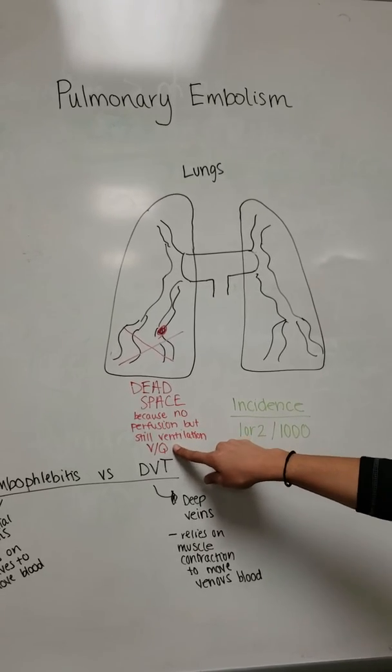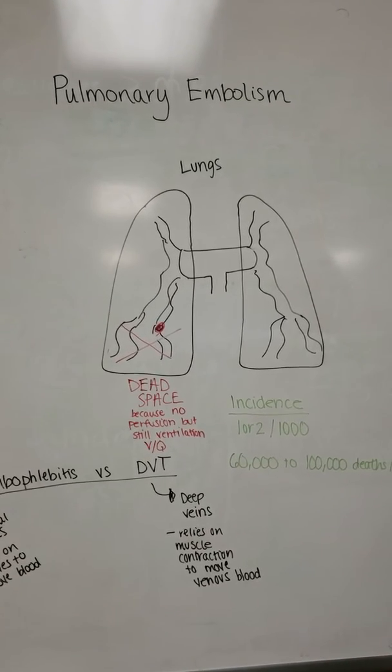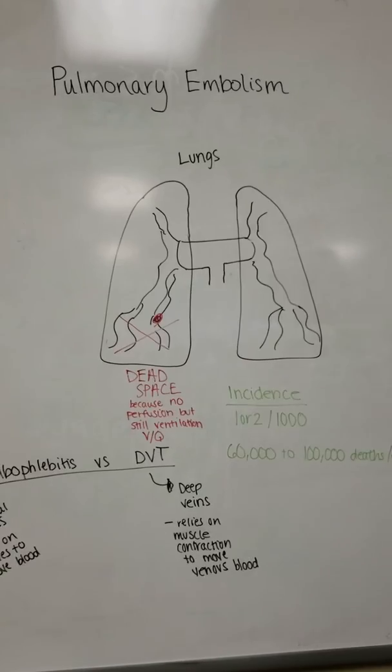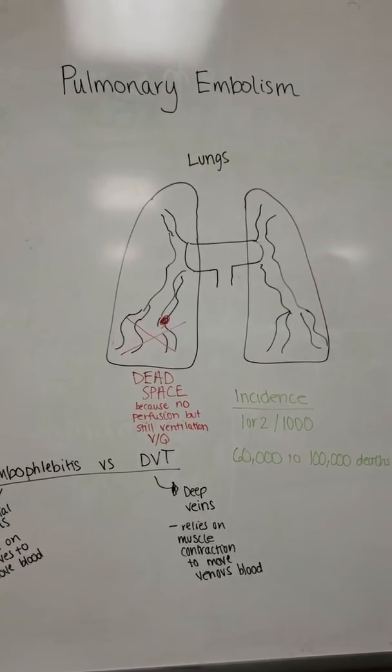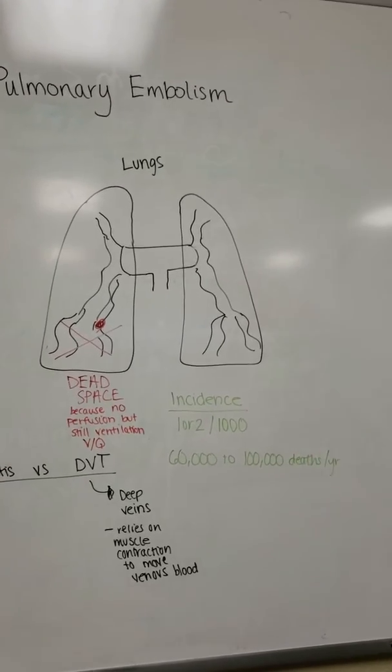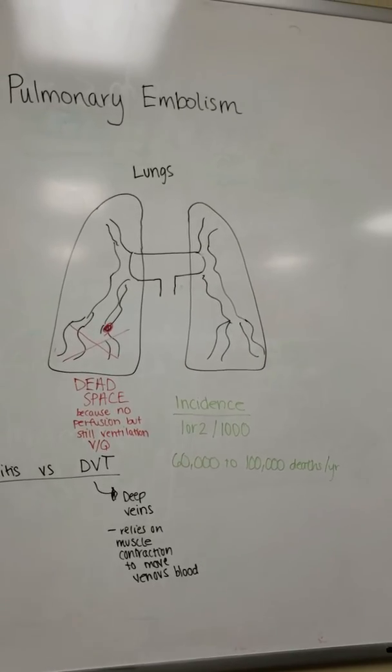And so eventually, with a VQ mismatch and the way the blood moves, this could cause cardiac arrest. The incidence of this happening is 1 or 2 per 1,000, causing 60,000 to 100,000 deaths per year.